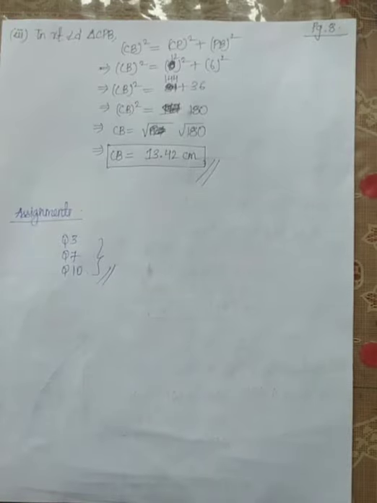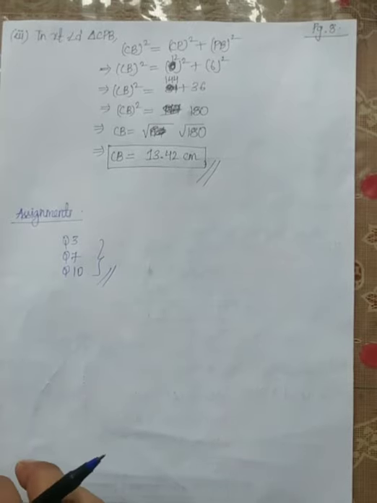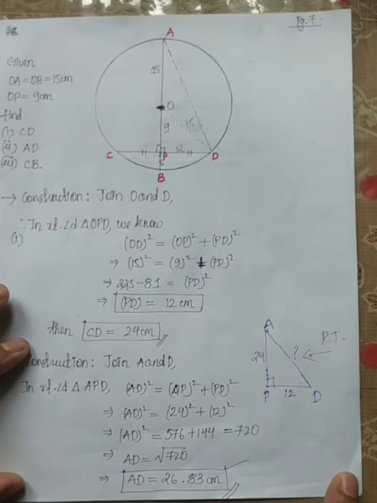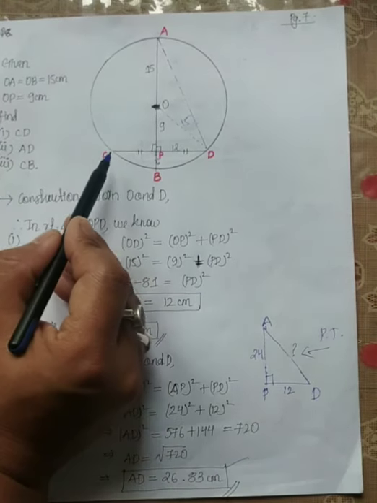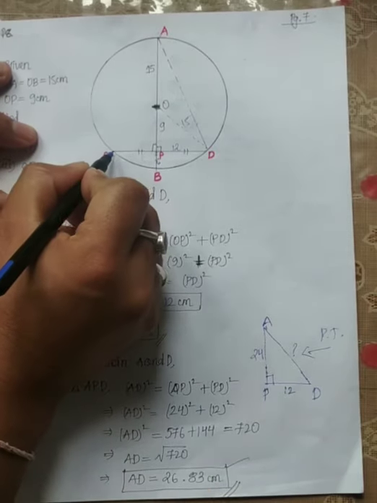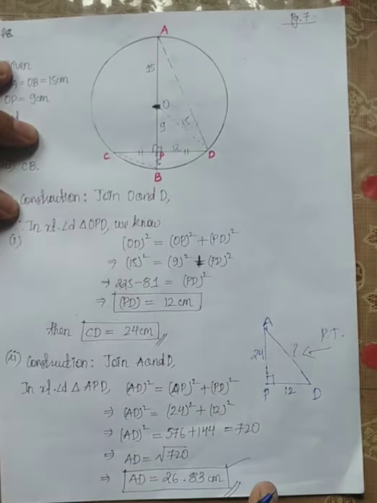Right. Now we move to the third part. In the third part, you are asked to find the length of CB. The length of CB. Again, let's come back to the figure out here. CB. Where is my CB? CB is out here. So I have to join C and B. Please join C and B. I have to find CB, right?